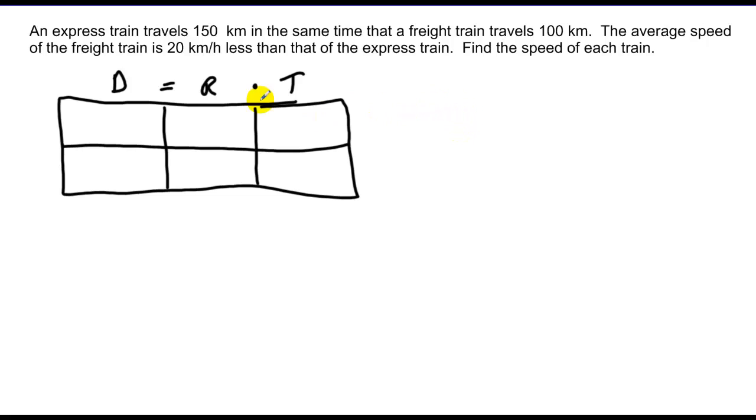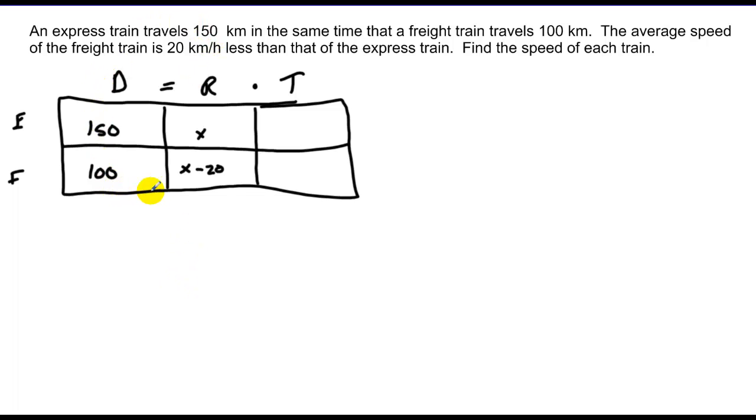So in this case they're actually giving us a couple of distances, so I can put express train, freight train, and I can write in their distances. They give us 150, they give us 100, right? And they say the average speed of the freight train is 20 miles an hour less, so that's x minus 20 and x.